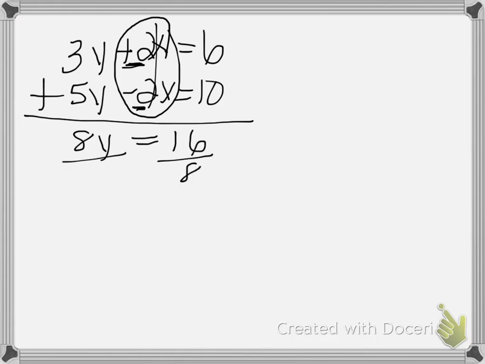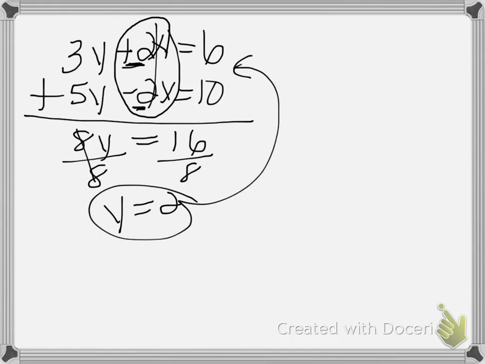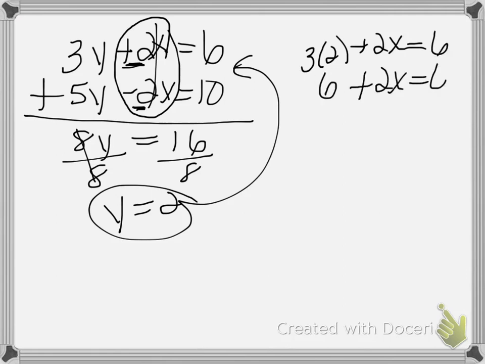Dividing both sides by 8, we're now going to get that our y is supposedly equal to 2. Take that 2 back up to your original problem. Either one makes no difference. I'll go with the top one, so it's going to be 3 times 2 plus 2x equals 6. So 3 times 2 is 6, plus 2x is 6.